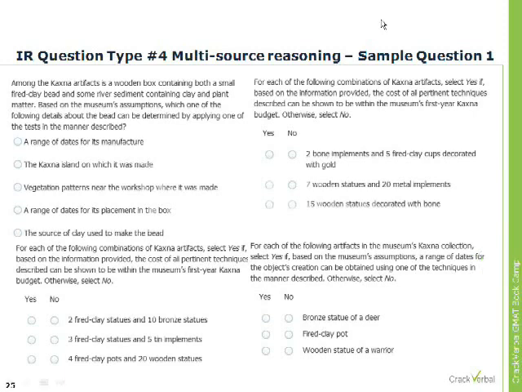So it tells us about the Kaksna artifacts. The first question is: among the Kaksna artifacts is a wooden box containing both a small fired clay bead and some river sediment containing clay and plant matter. Both different types. Based on the museum's assumptions, which one of the following details about the bead can be determined by applying one of the tests? So which of the tests described earlier?